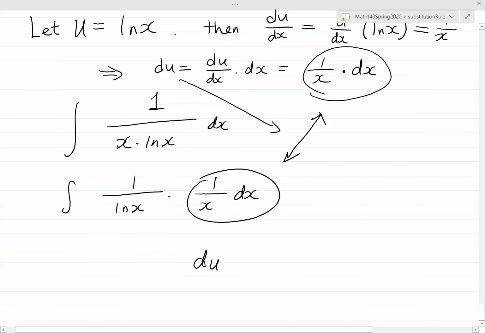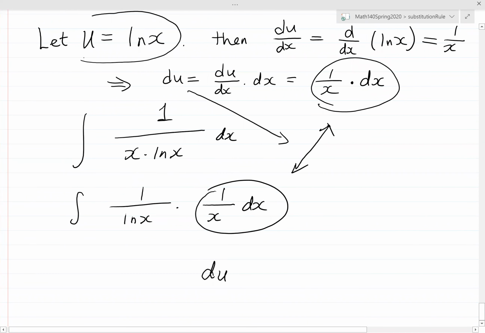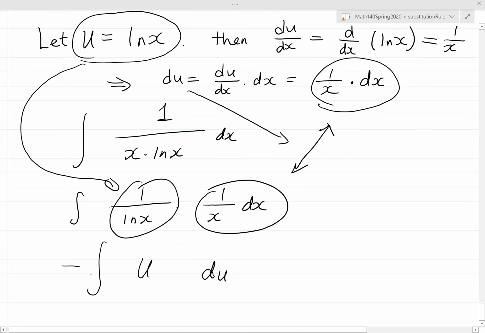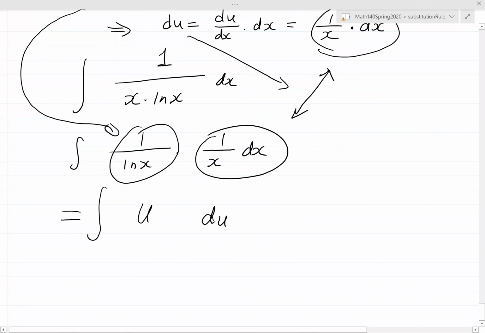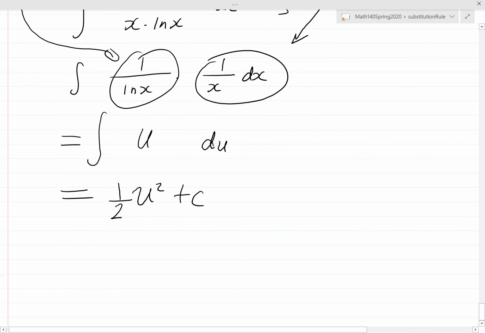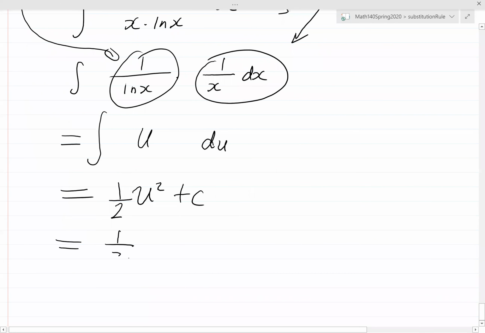Now remember, u is ln x. So this is the integral of 1 over u du, which we can find in the antiderivative table. This is ln of the absolute value of u plus constant c. The last step is to return to the original variable: u is ln x, so we get ln of the absolute value of ln x plus constant c. Then we are done for this problem.